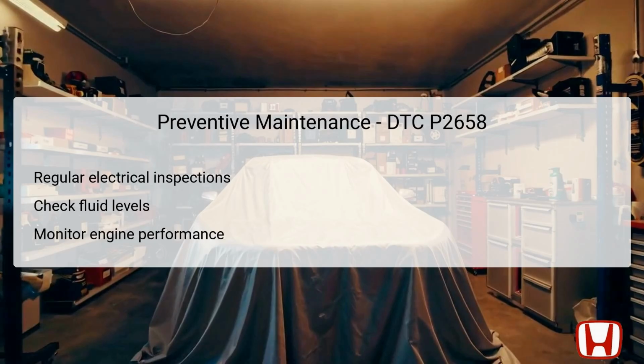Additionally, ensure that engine oil levels are appropriate, since the rocker arm solenoid relies on adequate oil flow for optimal operation. Regular monitoring of engine performance can also help catch any discrepancies early before they escalate into more complicated problems. Performing these preventive measures not only aids in maintaining vehicle performance, but also helps in extending the life of components tied to the VTEC system.